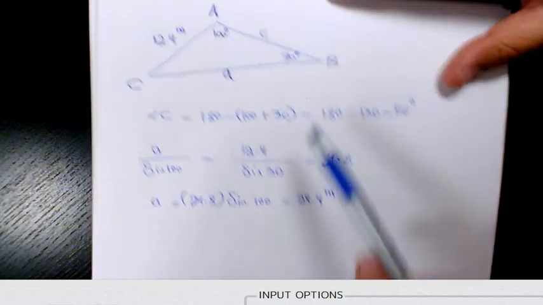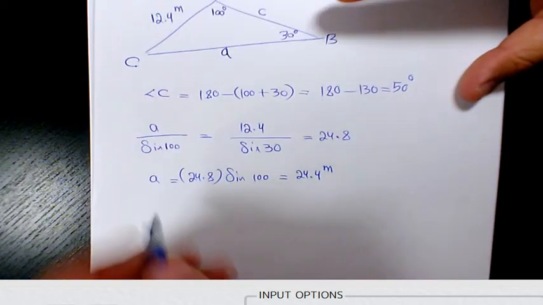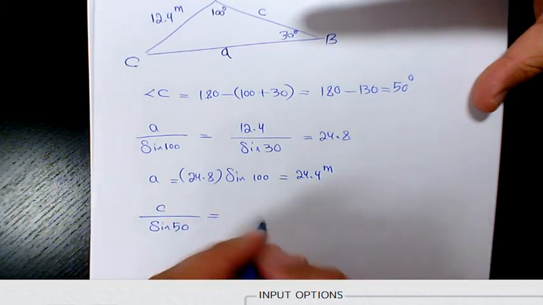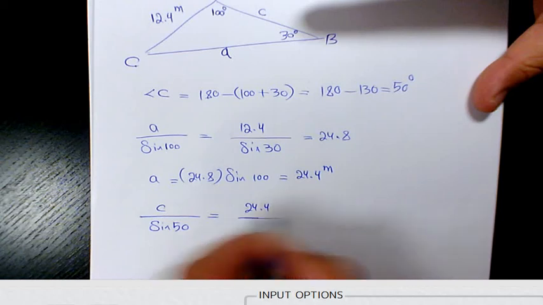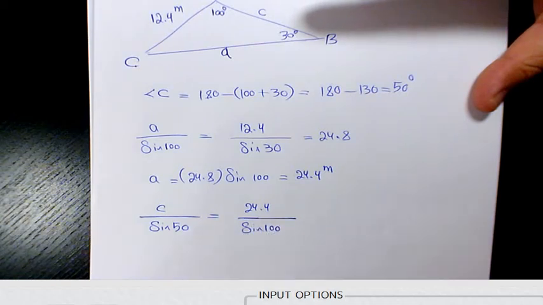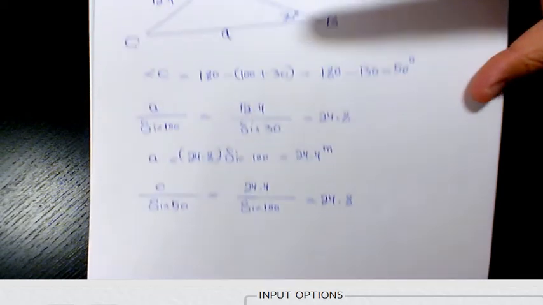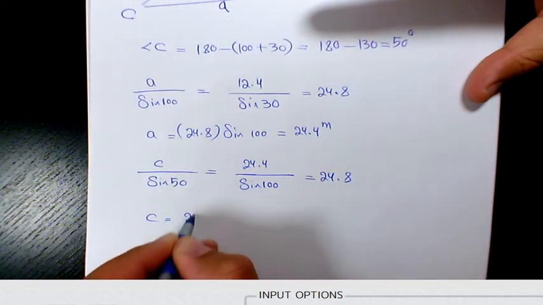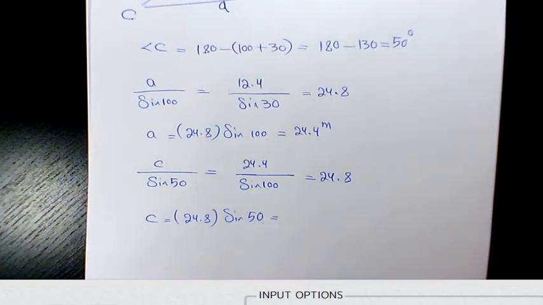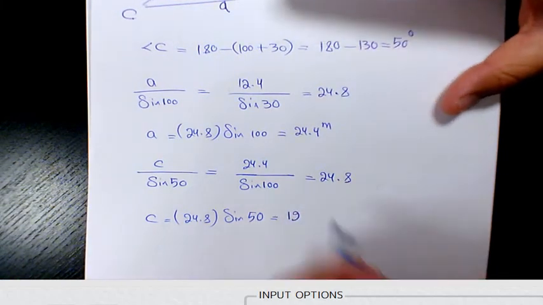And now we need to find this side. I'm going to say c over sine 50 equals to 24.4 divided by sine 100, which is going to give me 24.8. So c will be 24.8 times sine 50, which is going to give me 19 meters.